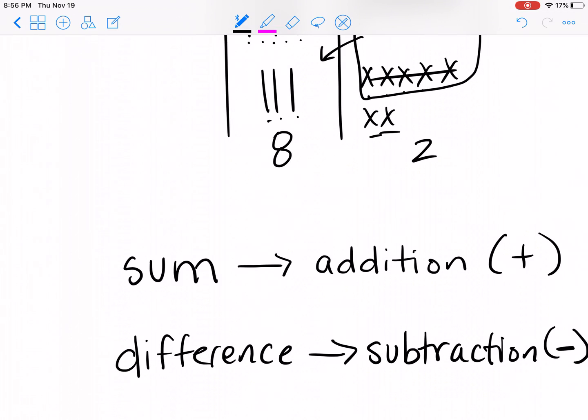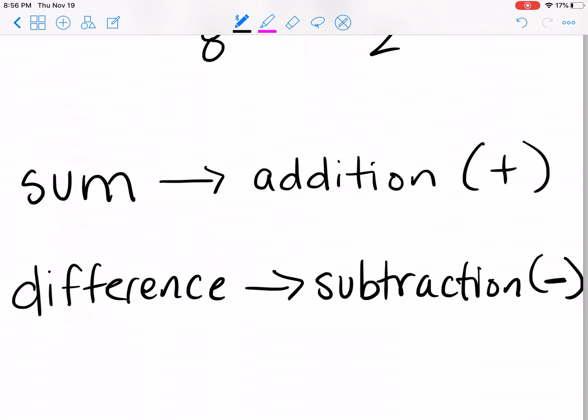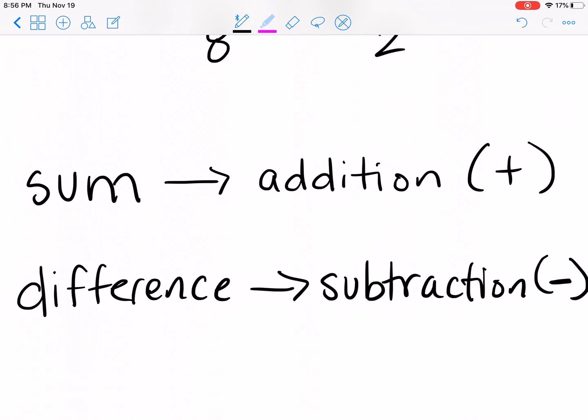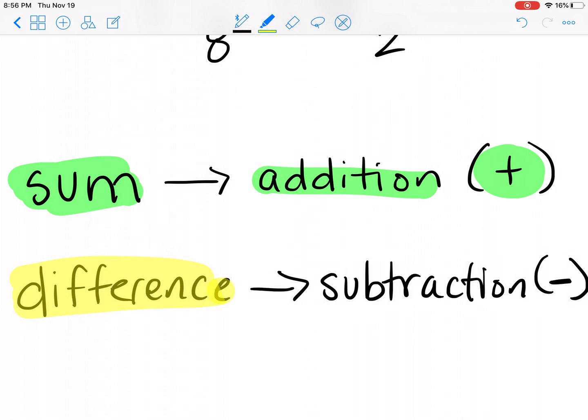So let's look at those words that I've been using here. You all have seen these before. We have sum and difference. So the sum goes with addition. The sum is the answer to an addition problem. The difference is the answer to a subtraction problem.